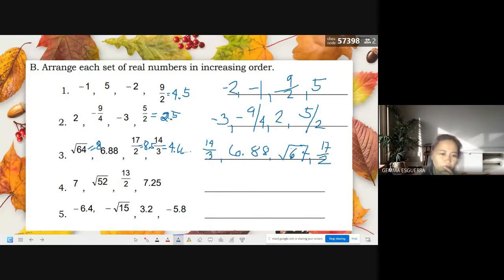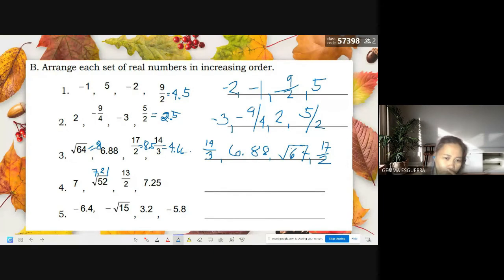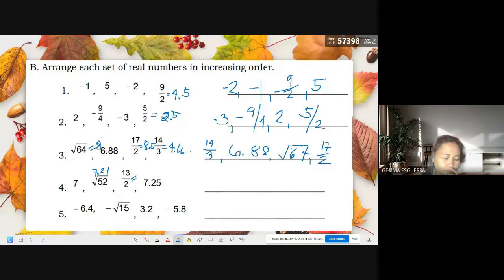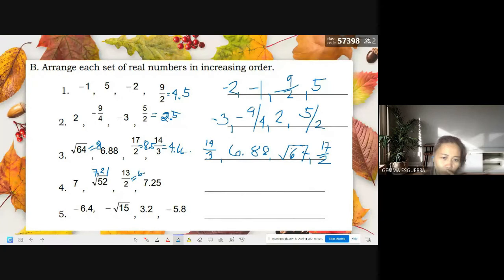Next, number 4. Number 4. What is square root of 52? Square root of 52, paano nga po? 7.20? 7.211. O 7.2. Ano sumunod kay 1? Ano pong sumunod kay 1? 0 po. O 7.21 nga. What is 13 over 2? 5.5 po. 6.5 po ito, di ba? 6.5. Okay, which is the smallest dyan?